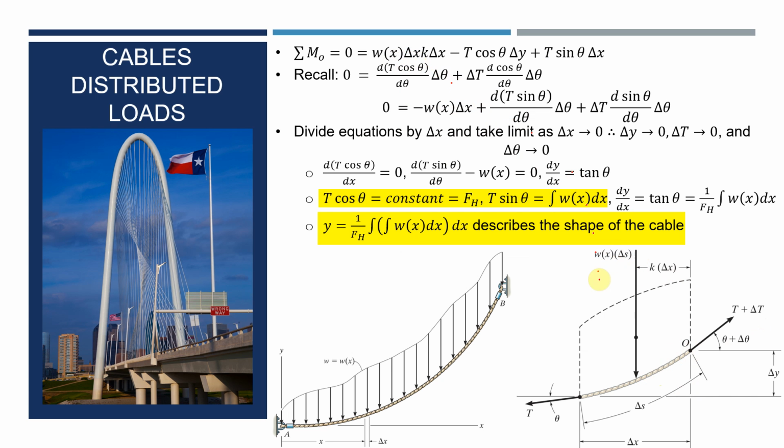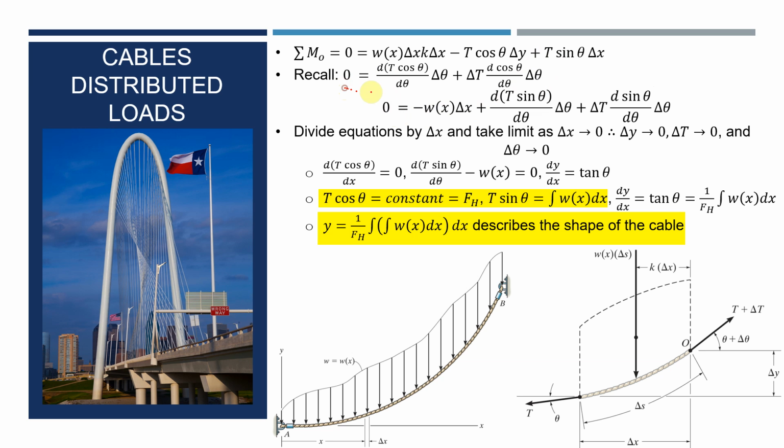W delta x, here's k delta x, times the lever arm delta x, minus T sine theta delta x. This would be the T sine theta delta x. And it's about O. It's the moment about O. So then we have T cosine theta delta y, and that's, let's see, W is acting in the positive direction. T cosine theta is acting in the clockwise or negative direction, T sine theta in the positive. Now, this is from the previous cell.